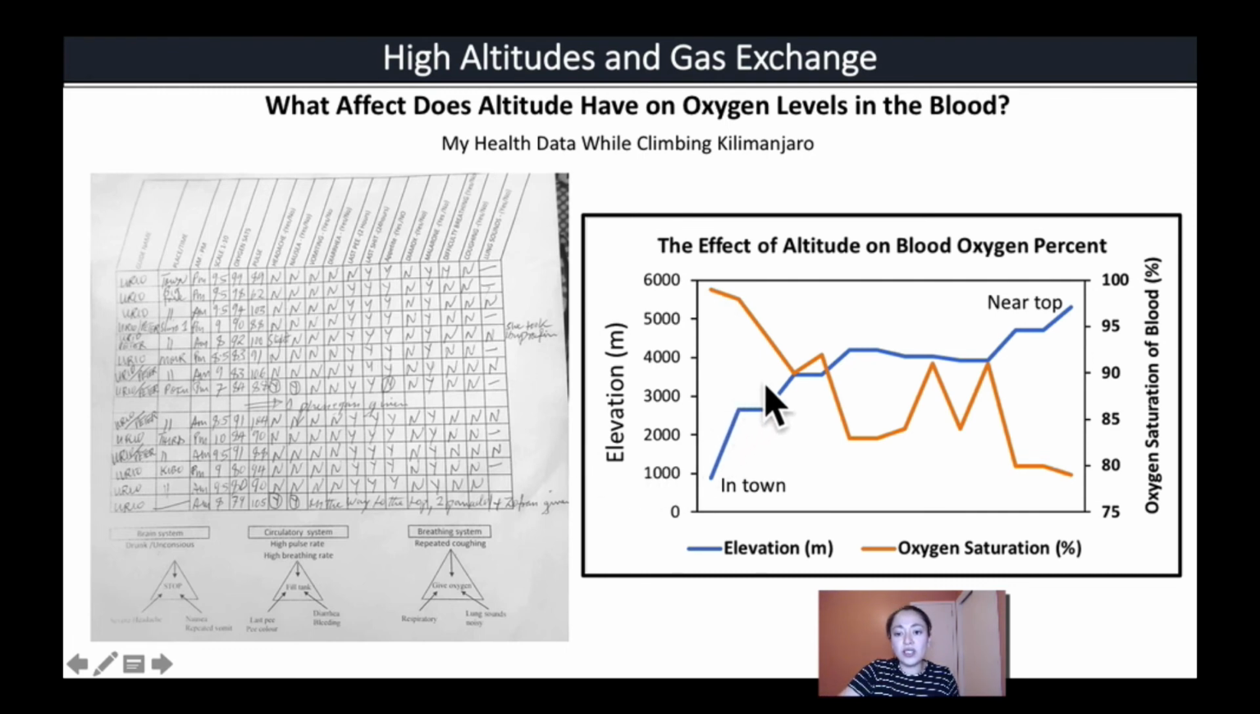But as we started climbing the mountain, you can see what's happening to the level of oxygen in my blood. It's going down to where it's dropping to like 80% or so. And sometimes it would pop back up. But when we got near the top of the mountain, it was down to around 79% oxygen saturation in my blood. And trust me, I was feeling the altitude sickness from that.